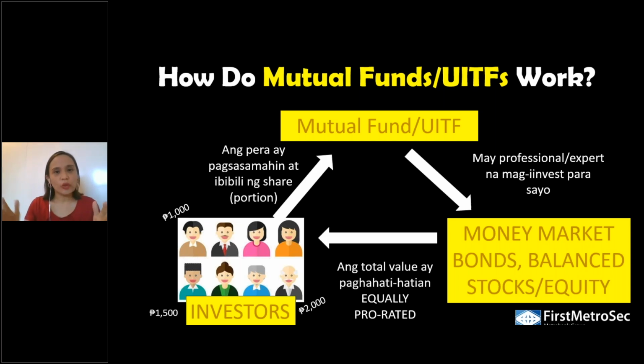At ang kagandahan nito, the total value ay paghahati-hatian equally and prorated. Kumbaga, this is the great equalizer nga. Why is it called the great equalizer? Kasi whether 1,000 ang ininvest mo or 100,000, pare-pareho kayo ng rate of return. Kung ang fund ay kumita ng 10%, lahat kayo kikita ng 10%. Siyempre, prorated on the amount of your investment.